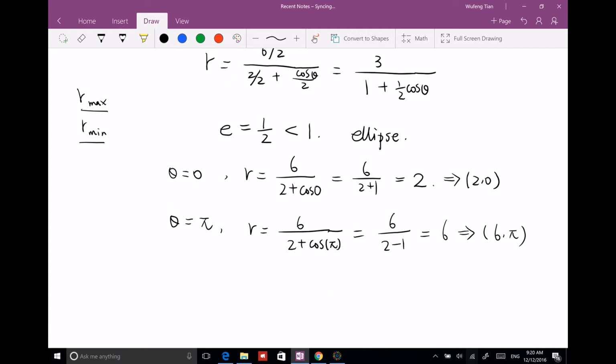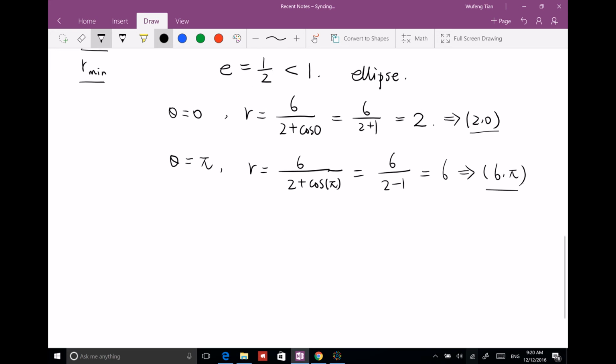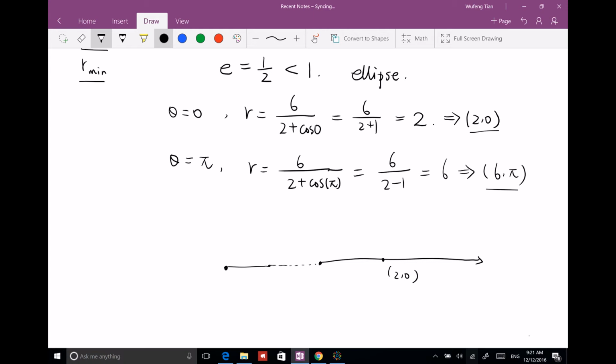That's not a big problem. You can see 2, 0 and 6, pi. If you graph the picture, you graph the point 2, 0. Start with the polar axis here. This is 0, 0. So the other one is 6, pi: because the angle is pi, you go the other side, and the radius is 6. This is 6, pi. The whole thing is 8.